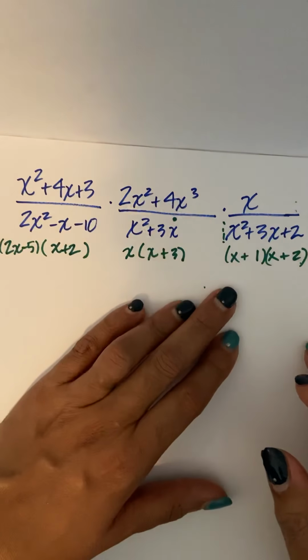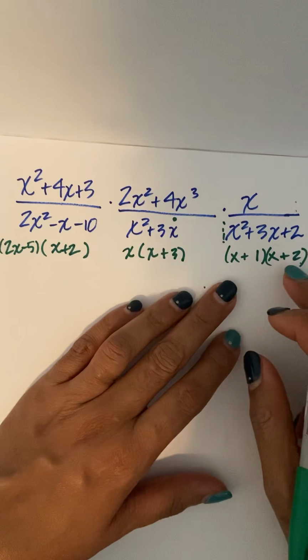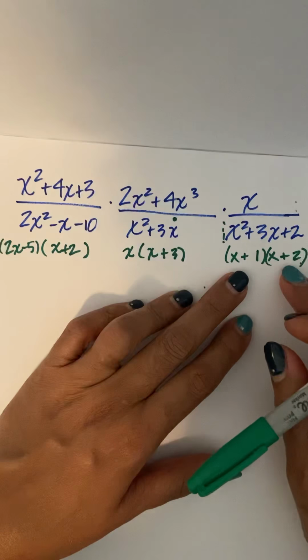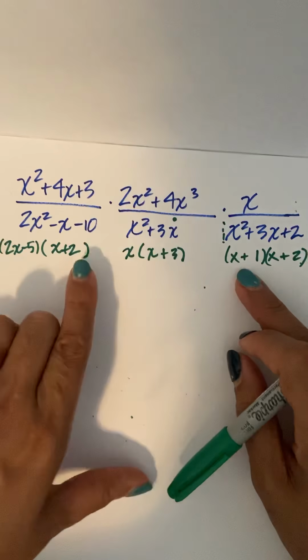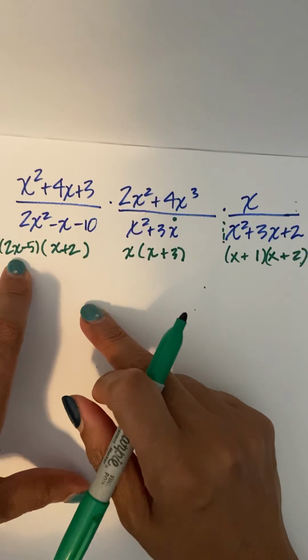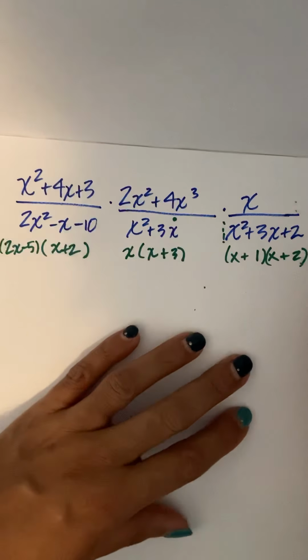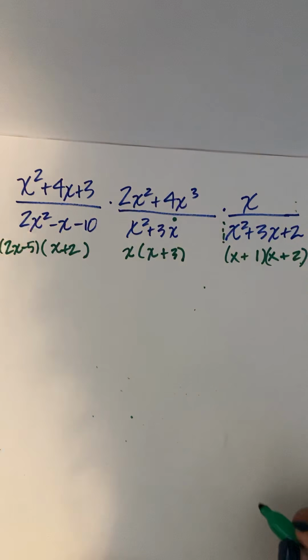So now I can see what my excluded values are going to be. And I'm going to have several of them. I'm going to have -2, -1, -3. We already listed -2, and this one is going to be 2x minus 5, which equals 0. So I'm going to come down here and do that.